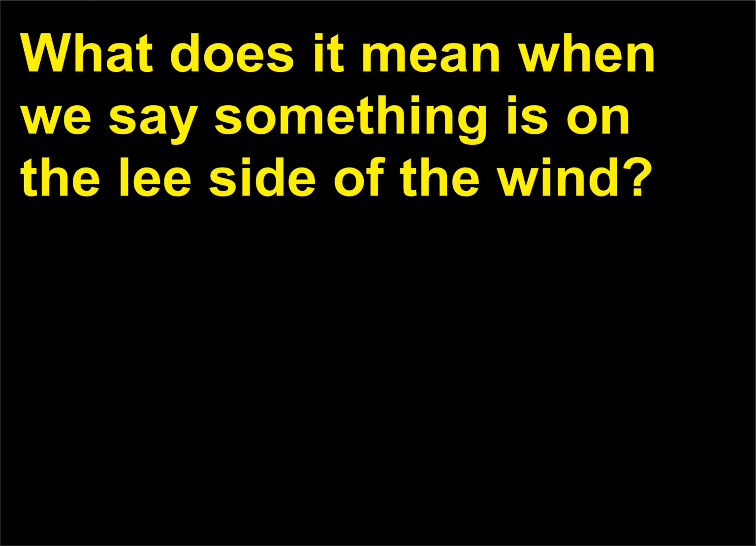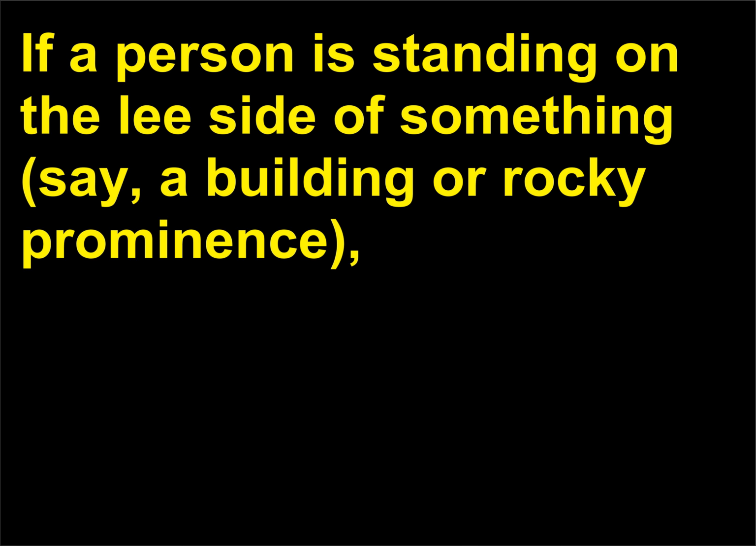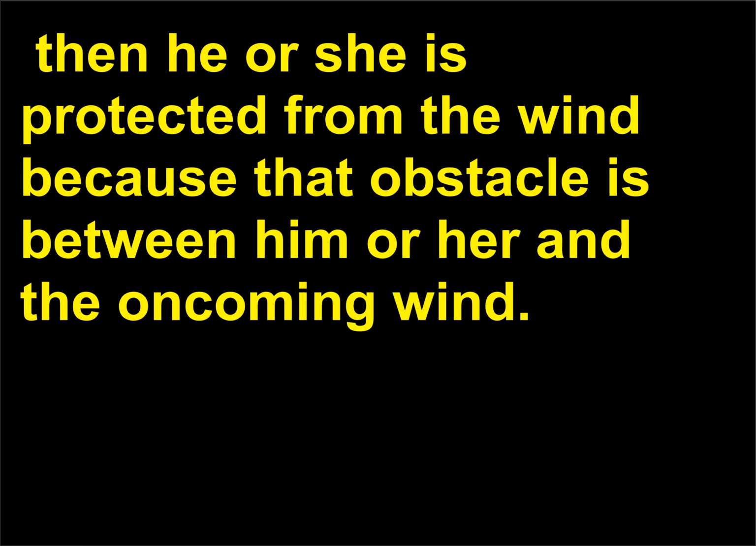What does it mean when we say something is on the lee side of the wind? If a person is standing on the lee side of something, say, a building or rocky prominence, then he or she is protected from the wind because that obstacle is between him or her and the oncoming wind.